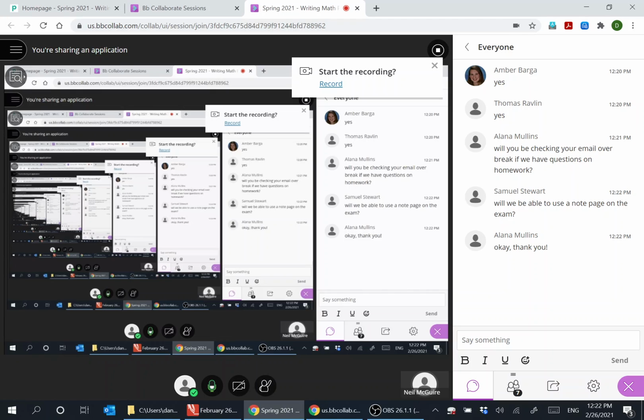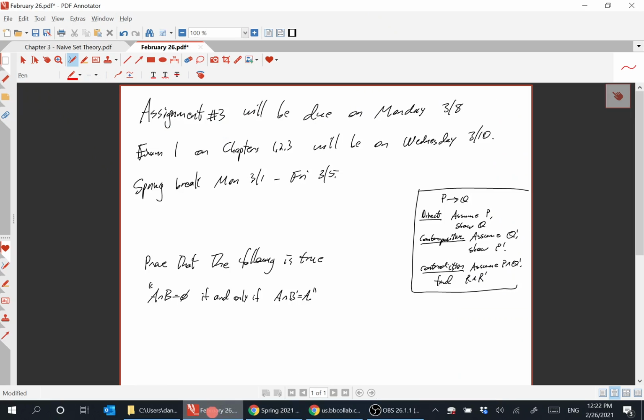Will we be able to use a note page on the exam? Well, since I take things from the notes, yeah, that'll be fine. You can use a page of notes for your exam, sure. So one piece of paper, one 8.5 by 11 paper, front and back, of notes are allowed.